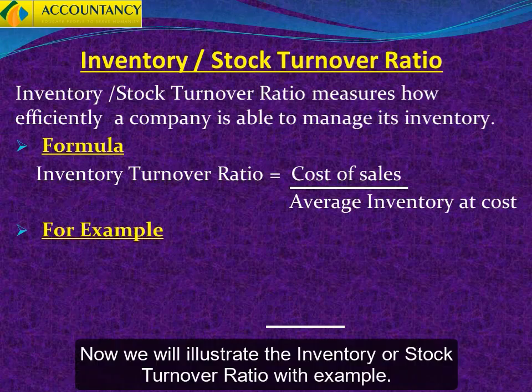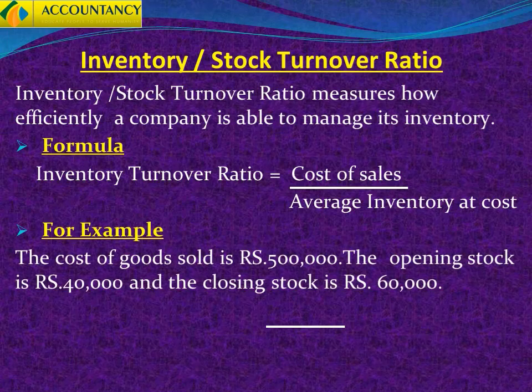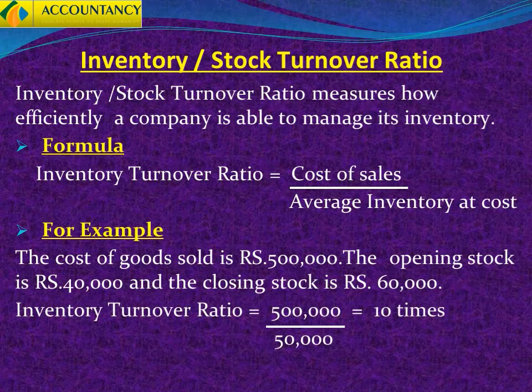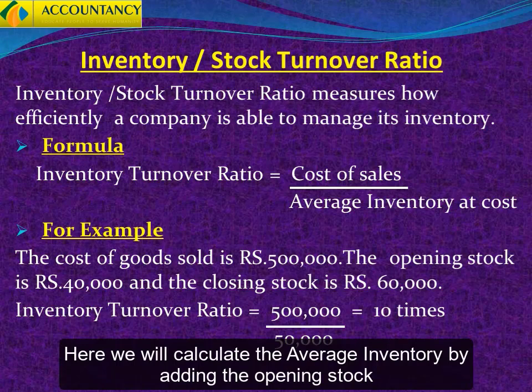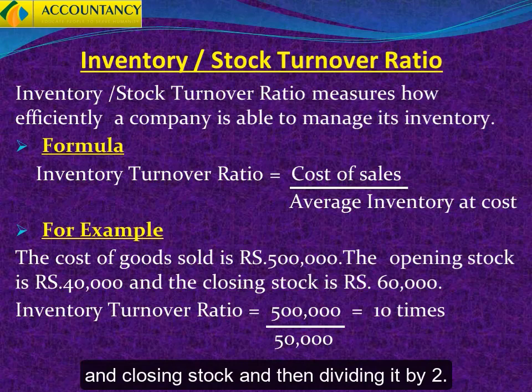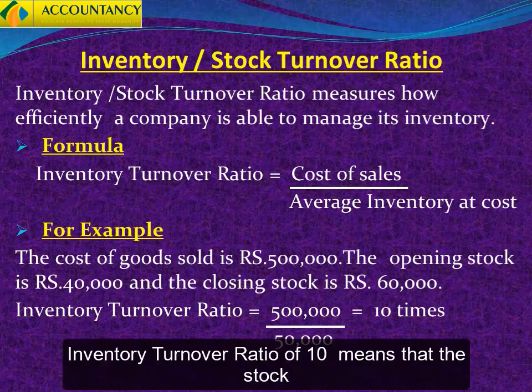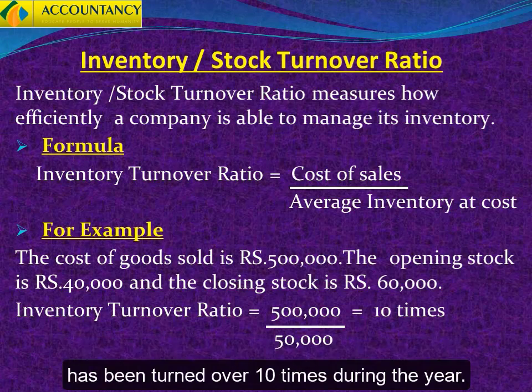Now we will illustrate the inventory or stock turnover ratio with example. The cost of goods sold is rupees 5 lakh. The opening stock is rupees 40,000 and the closing stock is rupees 60,000. Inventory turnover ratio is equal to 5 lakh divided by 50,000, which is equal to 10 times. Here we calculate the average inventory by adding the opening stock and closing stock and then dividing it by 2. Inventory turnover ratio of 10 means that the stock has been turned over 10 times during the year.